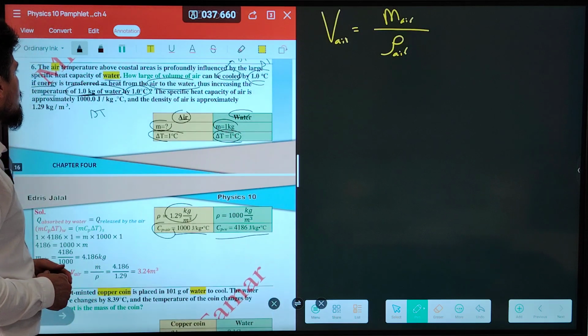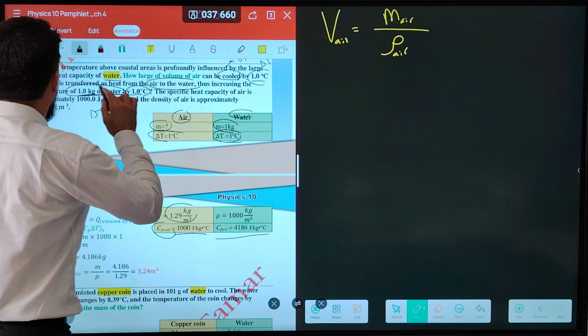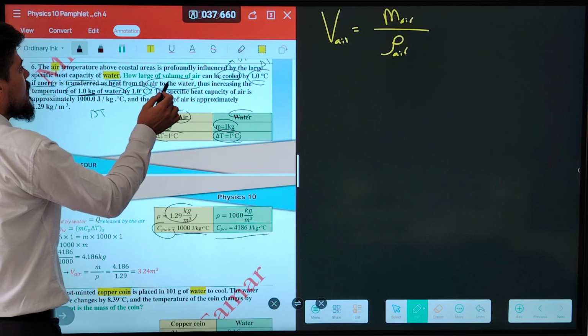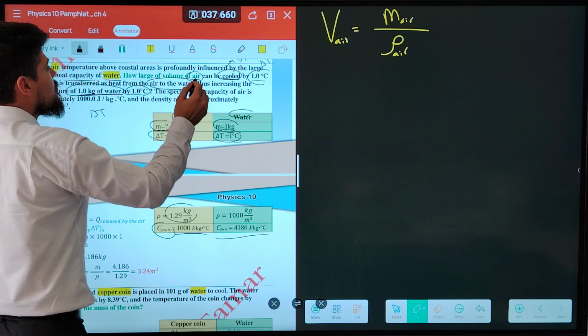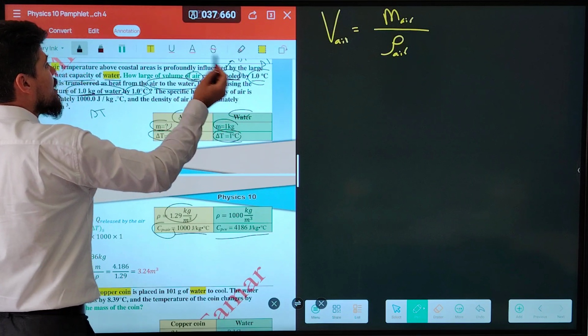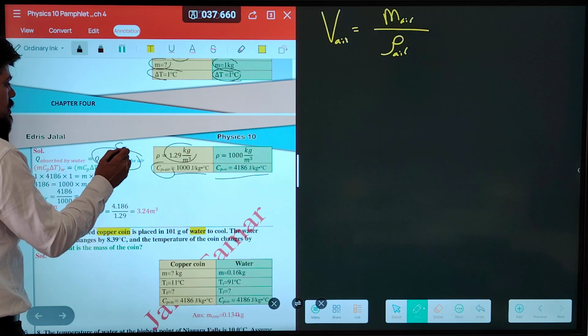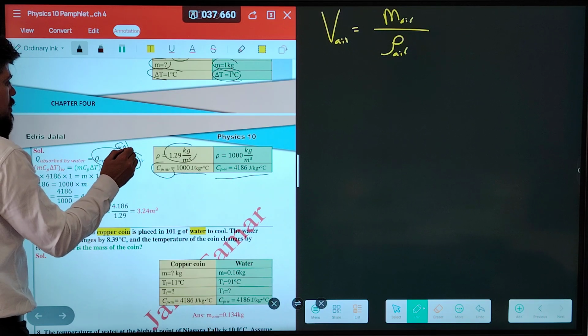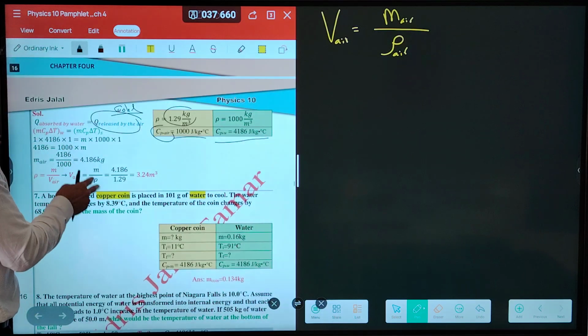Because the question says the temperature of the gas, and large specific heat capacity, how large a volume of air can be cooled? Air is cooled. Because it's mentioned cool, it means that it released. So which one released? Air released. Why? Because the word cool is mentioned in the question.